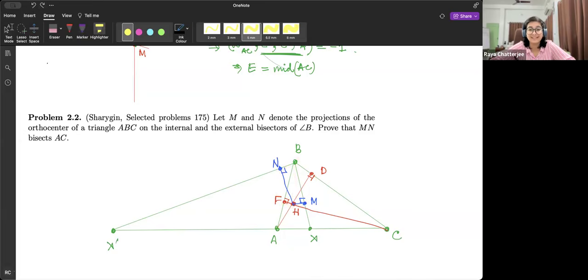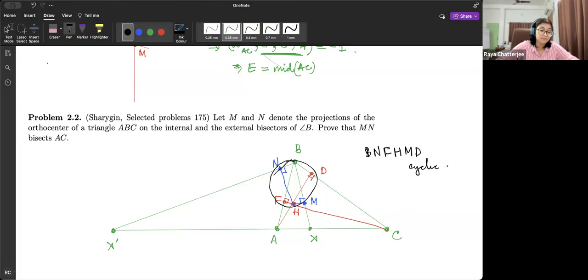Anyway, okay, there's a circle, but what after that? Somebody who does not know projective, do you want to take a try on what could be happening? There's a circle that passes through B, N, F, H, M, D. BNFHMD is cyclic. Yeah, that's the first thing that's going on. Okay, so what can we say about that?